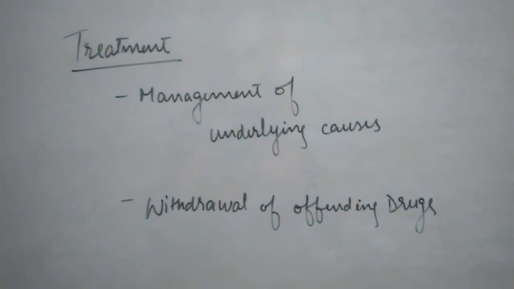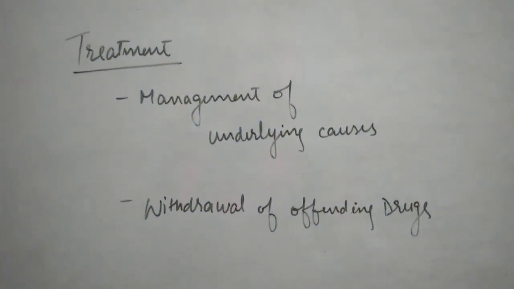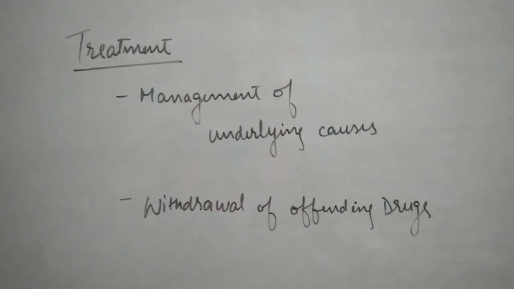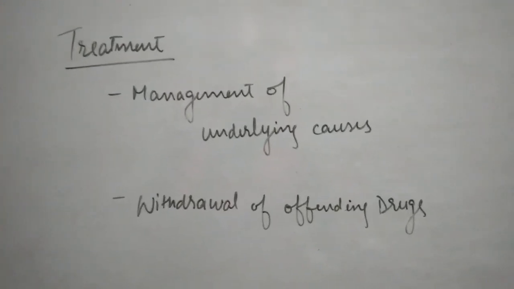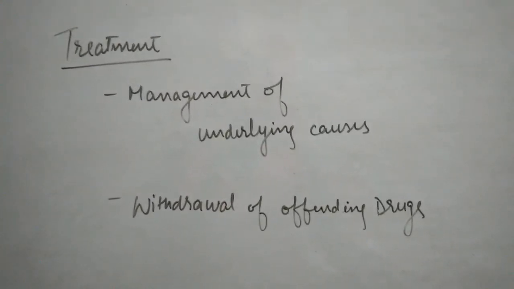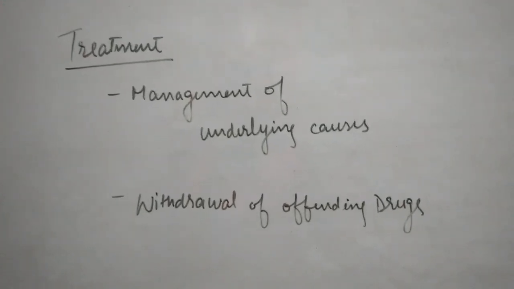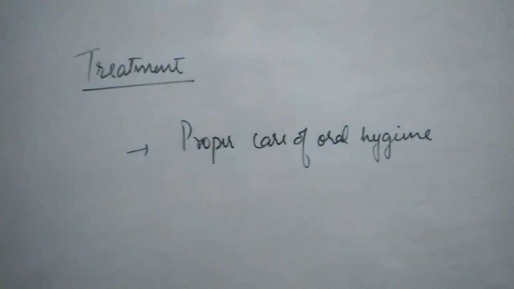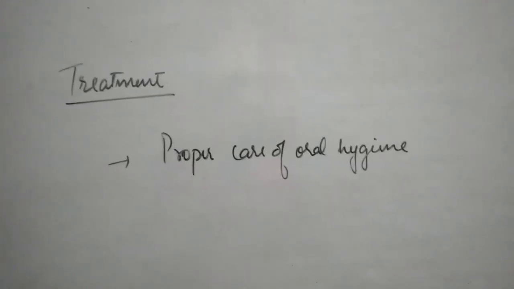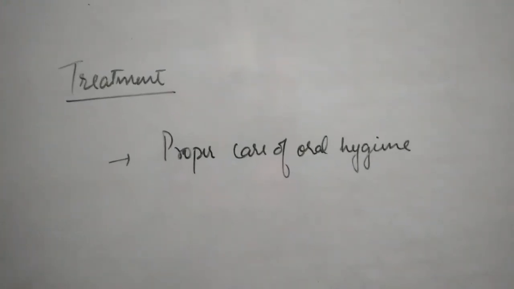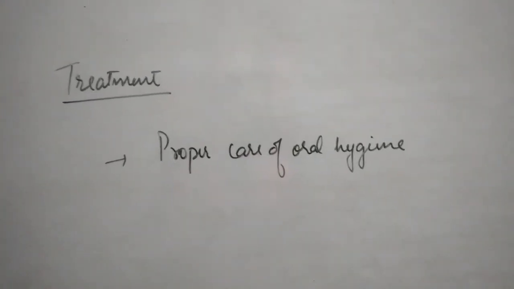Now after that, let's come to the treatment. In the treatment, first of all, we need to manage all the underlying causes which are leading to such kind of disorders. Along with this, we need to find out certain drugs, and changing those drugs is necessary. Along with this, in the treatment, we need to take care of our oral hygiene. Sometimes, due to bad oral hygiene, such kind of disorders take place. That's why we need to take proper care of our oral hygiene.